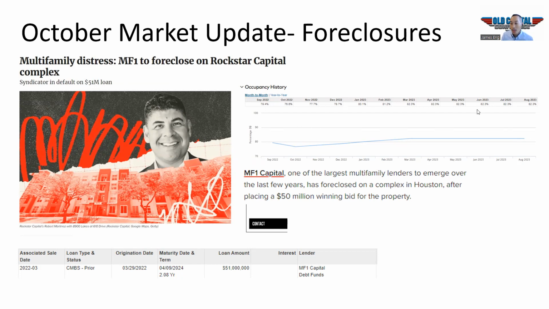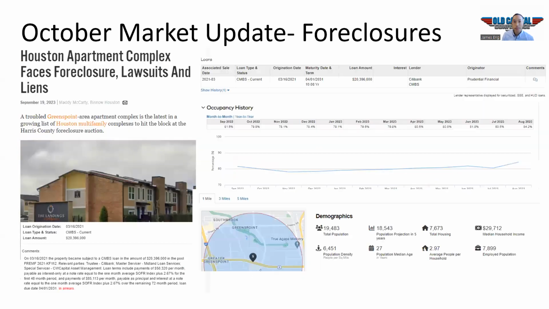But even at 80% occupancy at a big price, they just couldn't keep making the payment. So they're going to get foreclosed upon. So that's a $50 million deal in Houston, and relatively new, right? So this is a newer property and it still got foreclosed on.